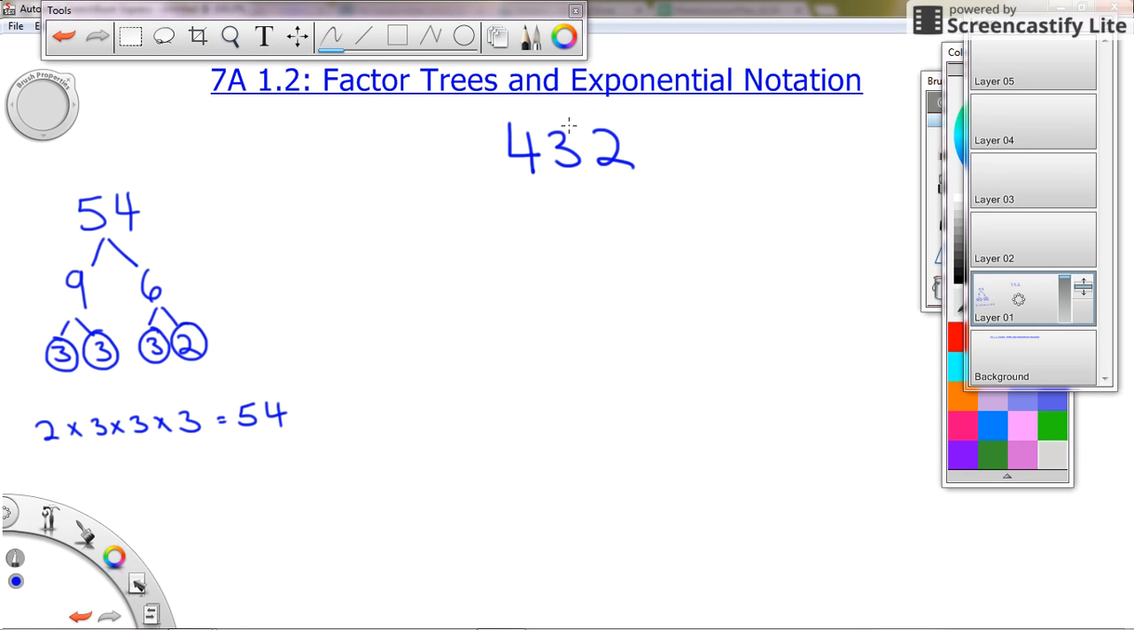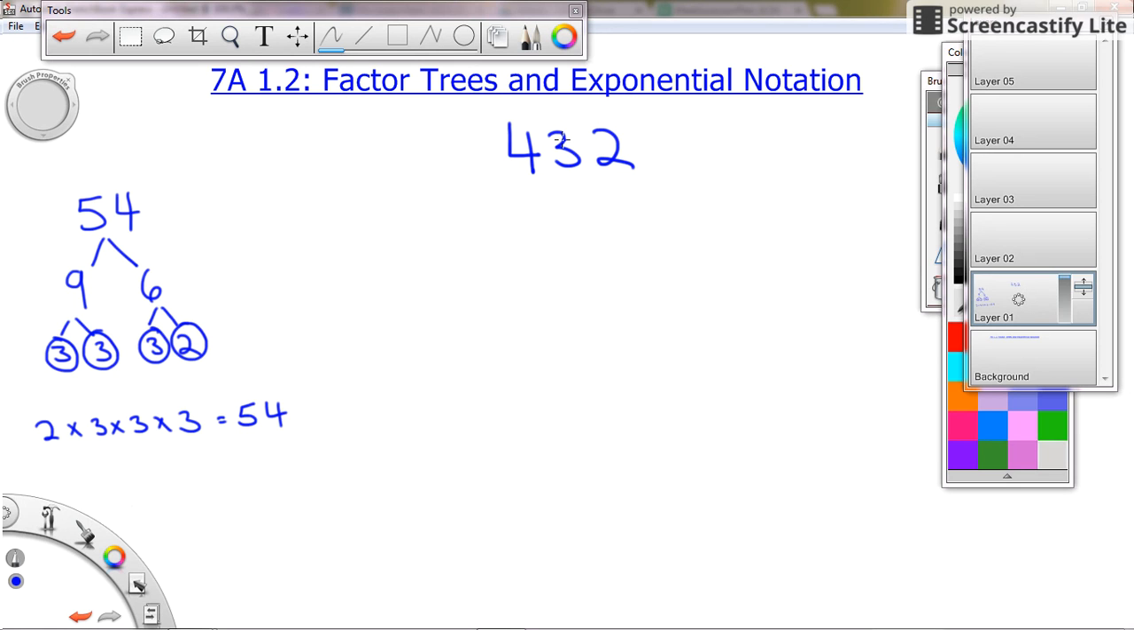Now, this is where your divisibility rules handout is really going to help you. If you memorize those divisibility rules, just looking at this number, it's divisible by 2 because it has a 2 in the ones place. It's divisible by 3 because if I add 4 plus 3 plus 2, that's 9, and 9 is divisible by 3. It's divisible by 4 because these two digits make 32, which is divisible by 4. And it's also divisible by 9 because 4 plus 3 plus 2 again is 9, and 9 is divisible by 9. So the divisibility handout is really going to help you with this exercise.